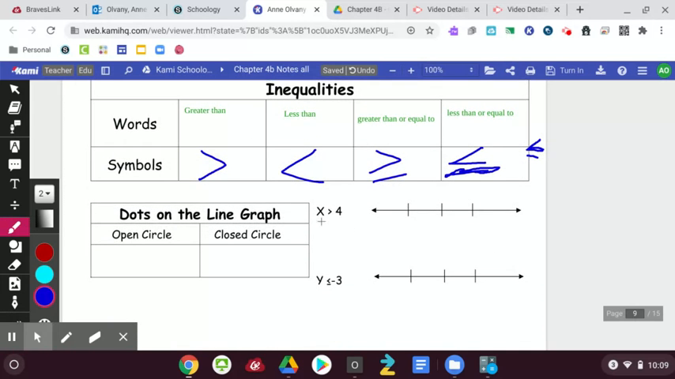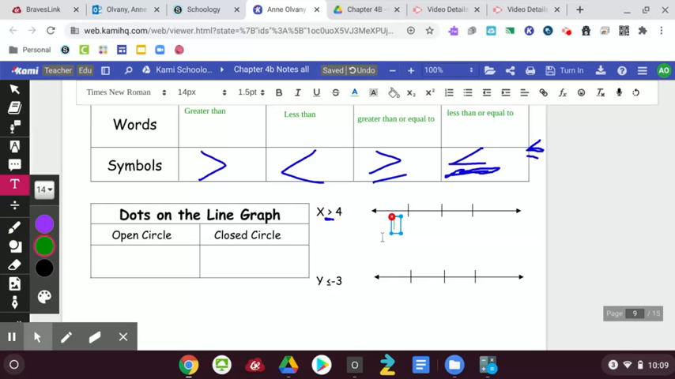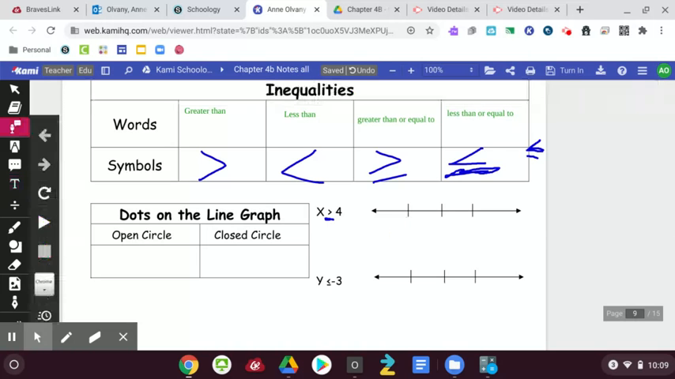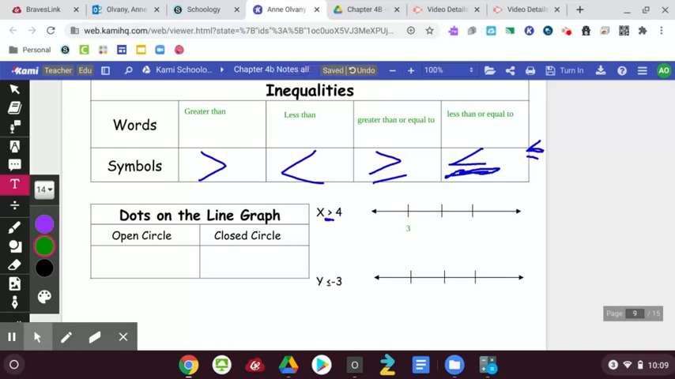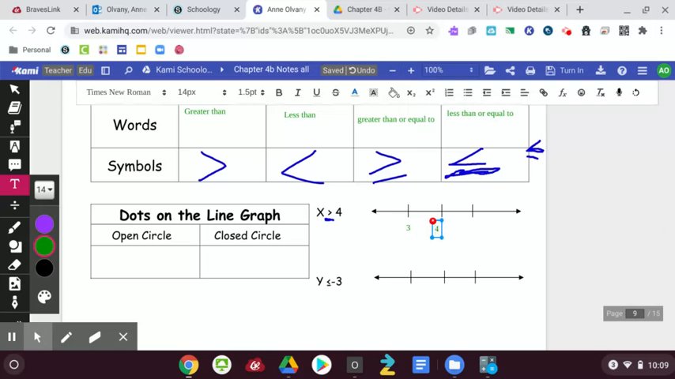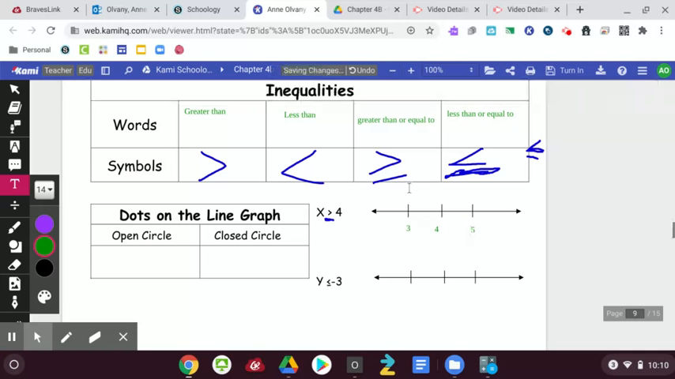On a number line, if I wanted to show that x was greater than 4, the first thing I need to do is number my number line. So I need a number below 4. So this is going to be 3, 4, 5. So this is like a little snippet of the number line because down here would be 2, 1, 0. Up here would be 6, 7, 8. So I'm just taking a piece of the number line.